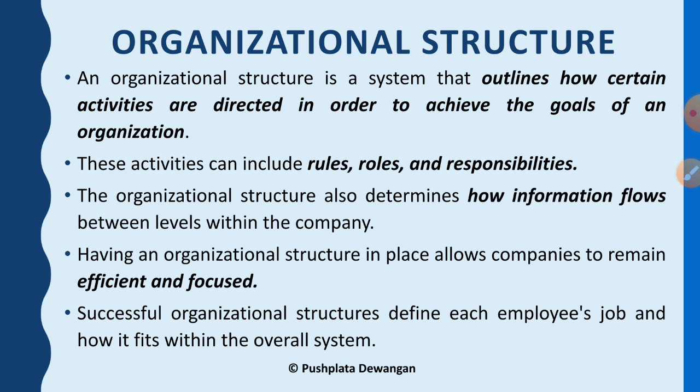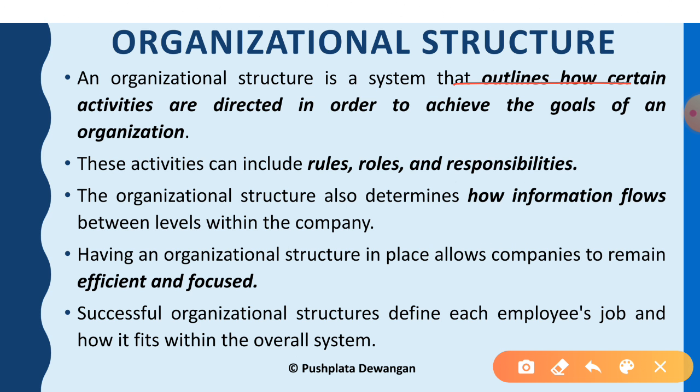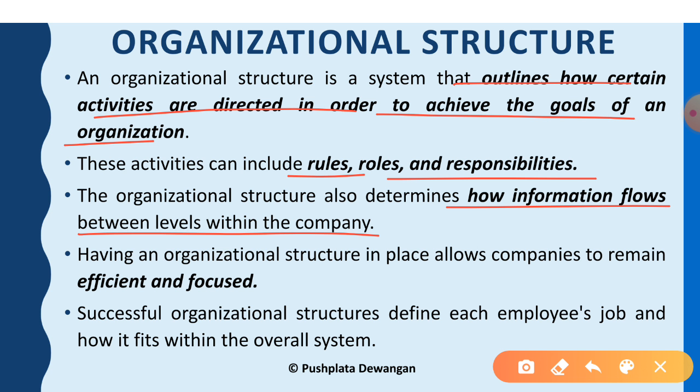First we will study the organizational structure, its meaning and definitions. An organizational structure is a system that outlines how certain activities are directed in order to achieve the goals of the organization, and these activities include the rules, roles and responsibilities. The organizational structure also determines how information flows between the levels within the company. For example, in a centralized structure, decisions flow from top to bottom, while in a decentralized structure the decision making power is distributed among the various levels of the organization.